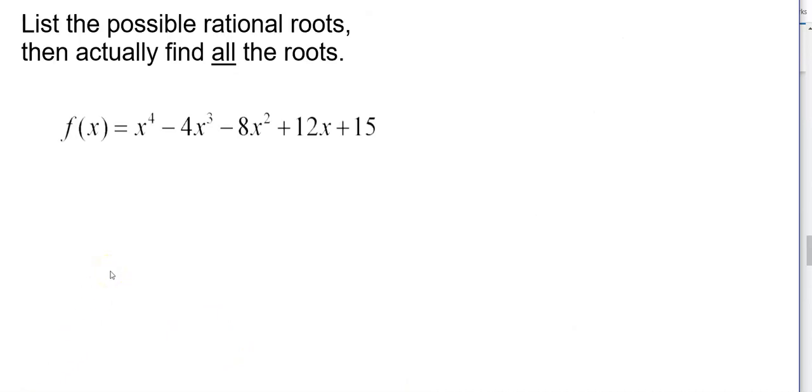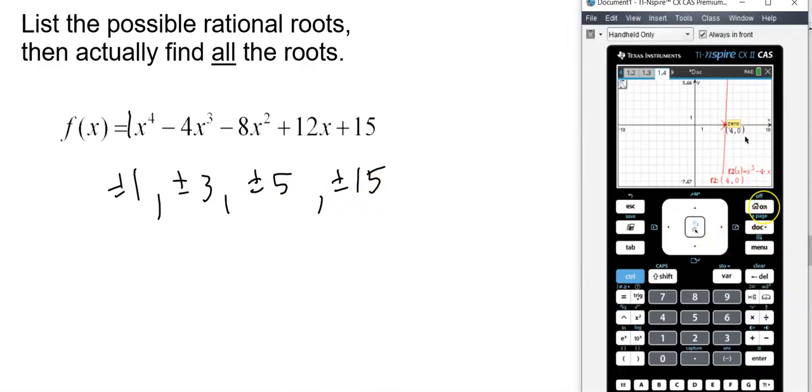Let's try this one. Again, pretty easy because our leading coefficient is 1. So you can just list them out: plus or minus 1, plus or minus 3, plus or minus 5, and plus or minus 15. So let's graph it to find the actual rational solutions.